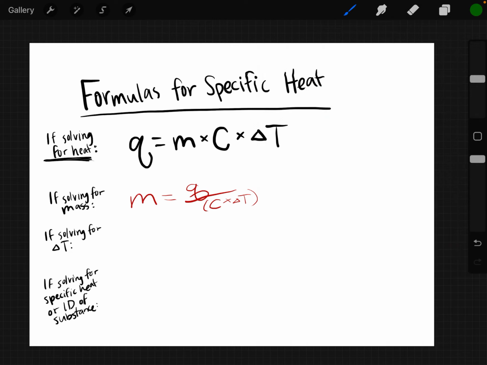The same thing will happen if you're solving for delta T. So once again, we're going to say, okay, delta T, let's split you up from who you're with. We're going to divide both sides of the equation by M times C. And we end up getting that delta T will equal Q divided by M times C.